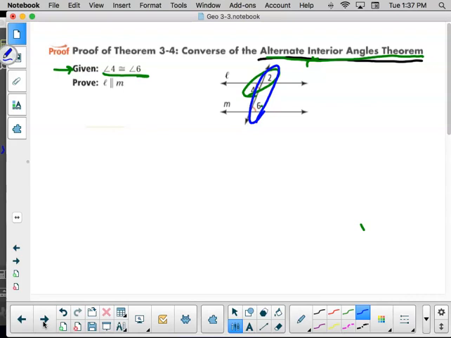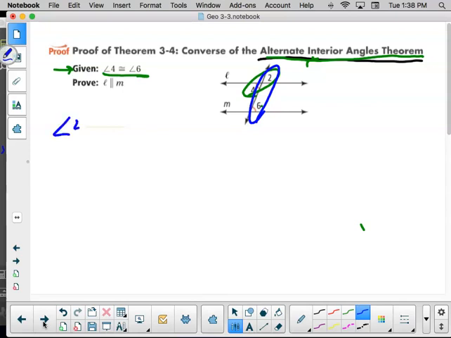Corresponding. Perfect. Okay? So we have corresponding angles with 2 and 6. So here's what we're going to do. I'm going to talk about 4 being congruent. And then by transitive property of congruence, I know 2 and 6 are congruent. And since 2 and 6 are congruent, I can use converse of corresponding angles postulate to prove the lines parallel. And that's how we're going to set this up.